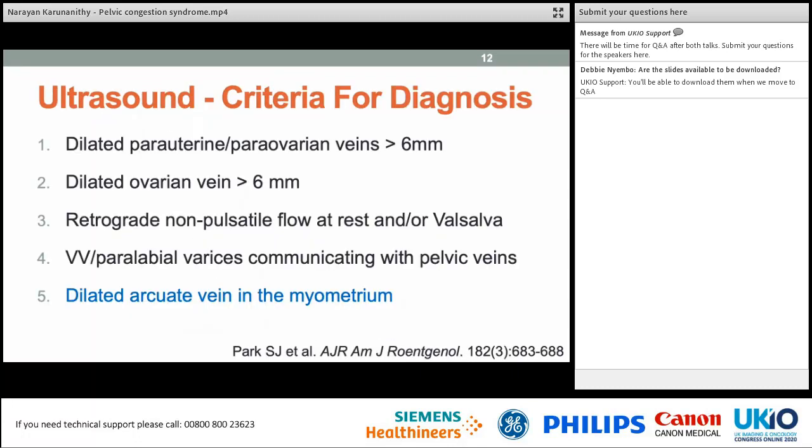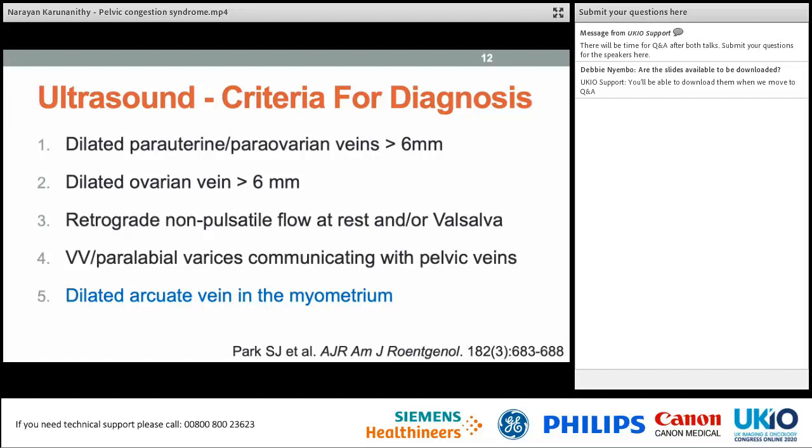So in terms of transvaginal ultrasound, this is the first line imaging modality that we use, and the main things that we look for are as described in a very good paper by Park S.J. a few years back. We're essentially looking for evidence of dilated parauterine, paraovarian veins, and there's no fixed size criteria. But we know that the larger they are, the more sensitive you are going to be in diagnosing pelvic vein insufficiency, and generally a cutoff of 6 millimeters is used. The same applies for dilated ovarian veins, which are over 6 millimeters in diameter.